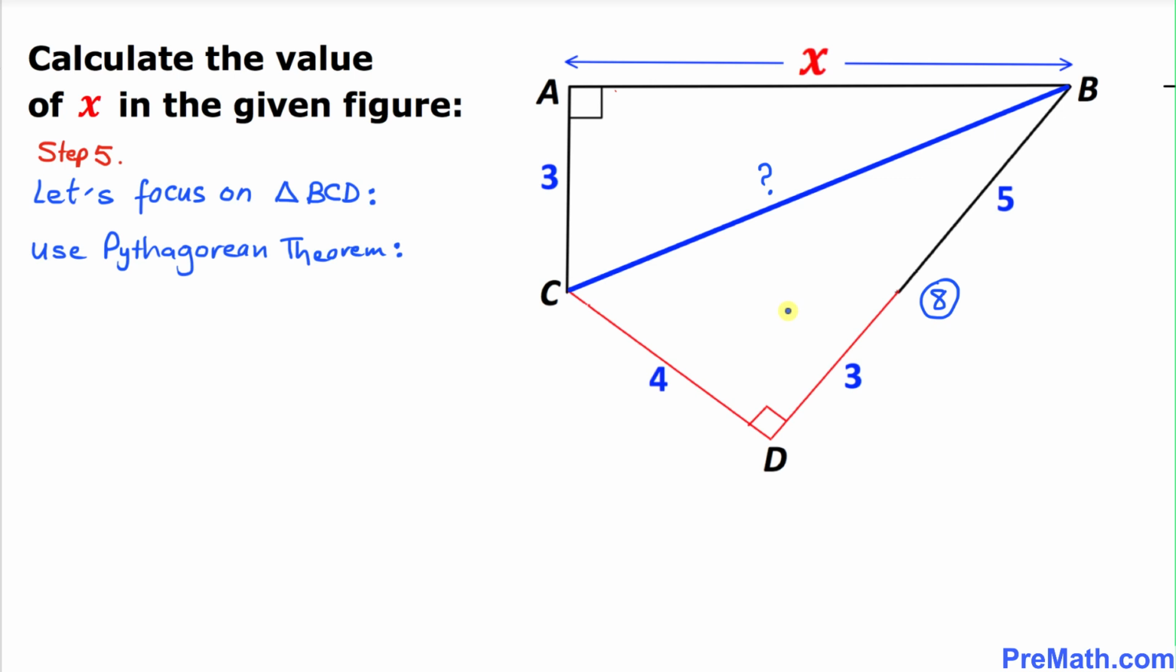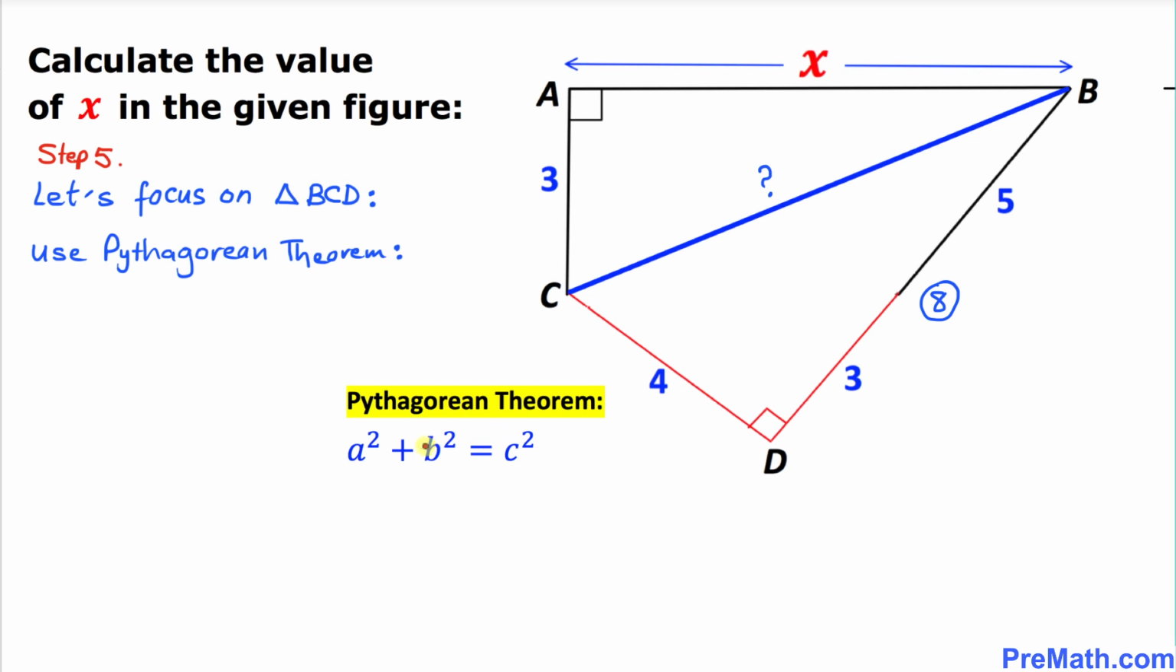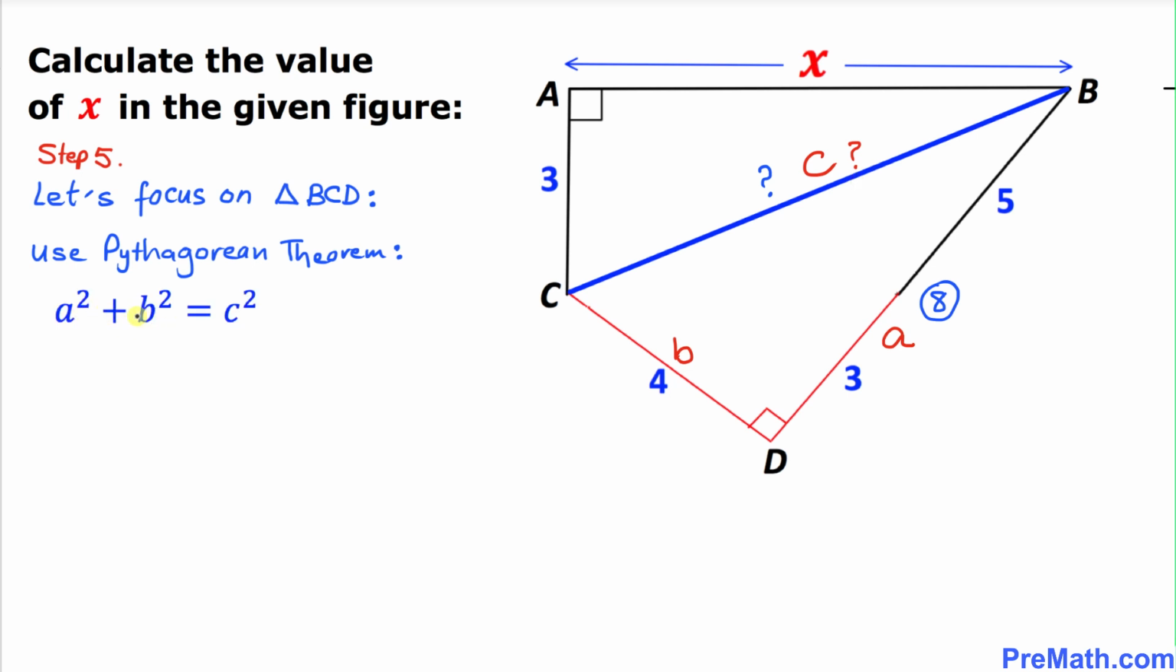Since we are dealing with this right triangle, we are going to use the Pythagorean theorem. And here is our Pythagorean theorem: a squared plus b squared equals c squared. Let's call this side BD as a, this side CD I'm going to call b, and this longest side BC I'm going to call c. Now we are going to calculate the value of c. Let's go ahead and fill in the blanks.